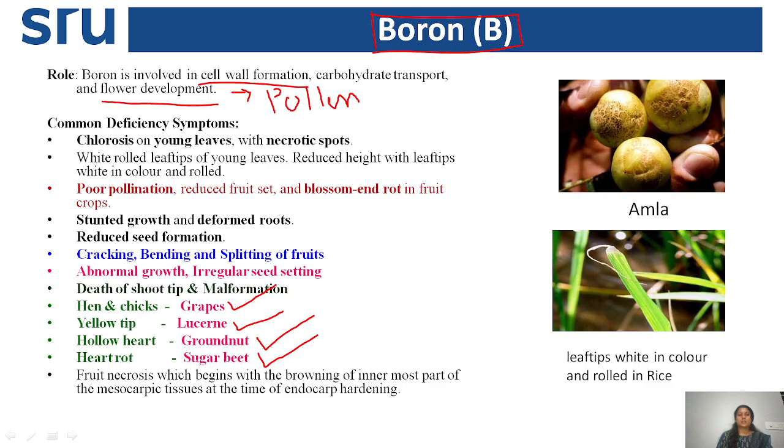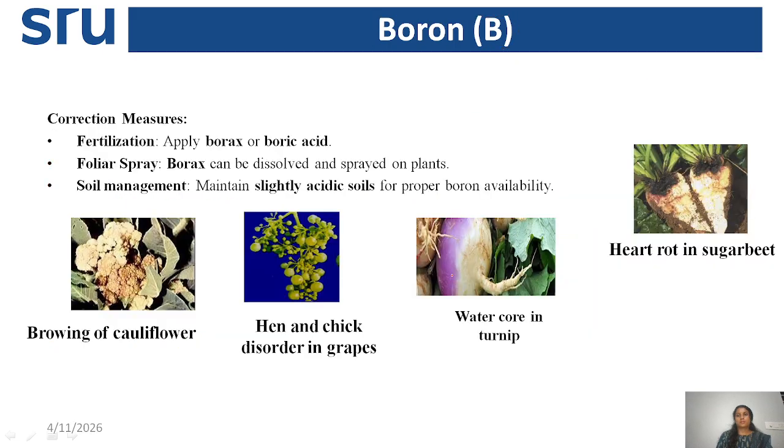In the exam they will directly ask, hen and chick disease in grapes is caused by boron. So like that they will directly ask about boron deficiency. Also remember pollen tube growth is because of boron, and sugar translocation in the plant is because of boron. Not only calcium, a macronutrient, but this translocation is also influenced by boron. So majorly in sugar translocation or nutrient translocation, boron has a specific role. Other than that, the deficiency symptoms are highly specific for boron.